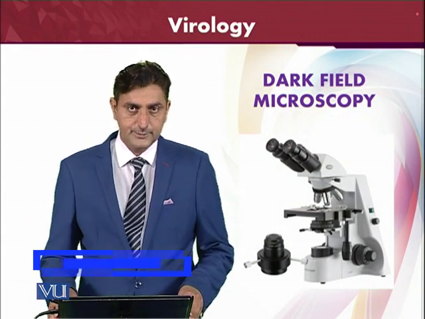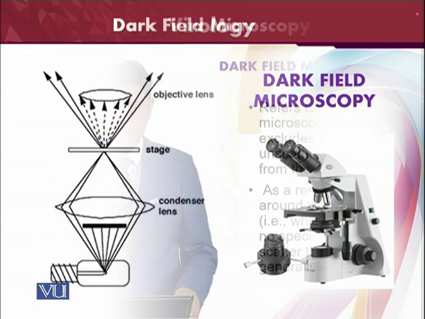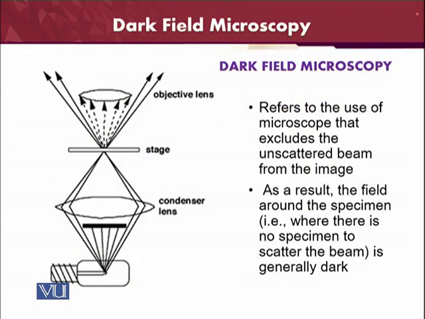Now, from the light microscopy, the next microscope is the dark field microscope. Dark field microscopy refers to the use of the microscope that excludes the unscattered beam from the image. What is the unscattered beam?